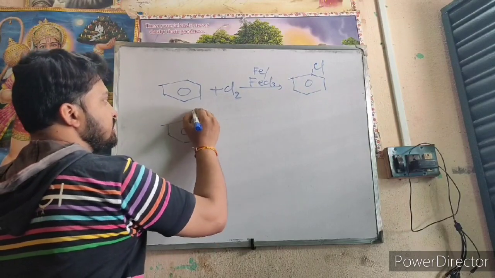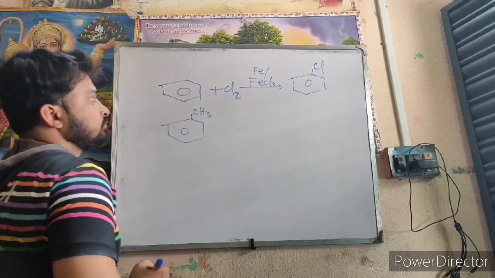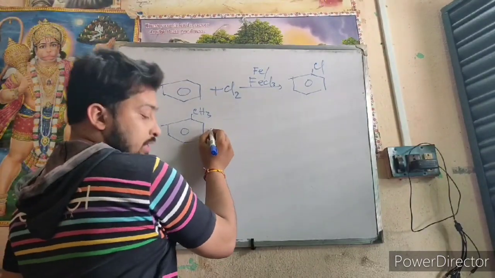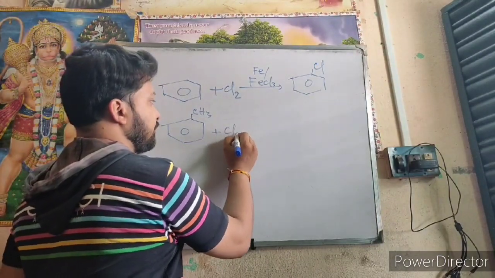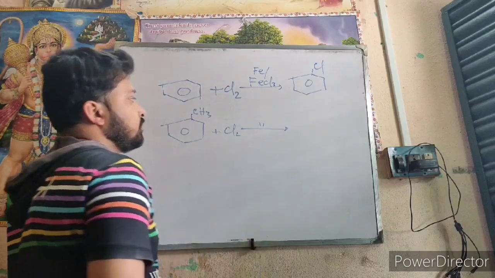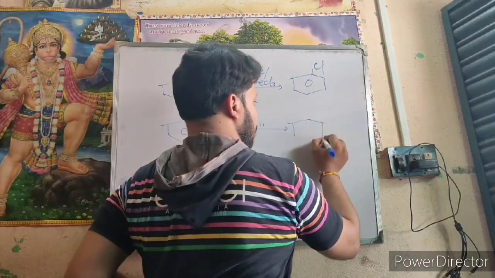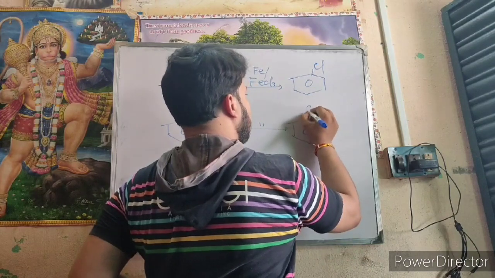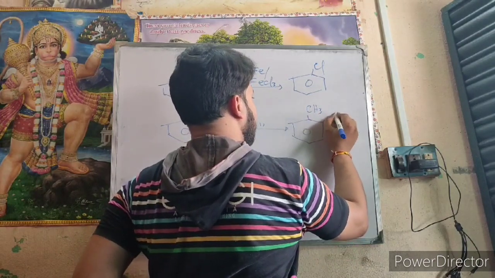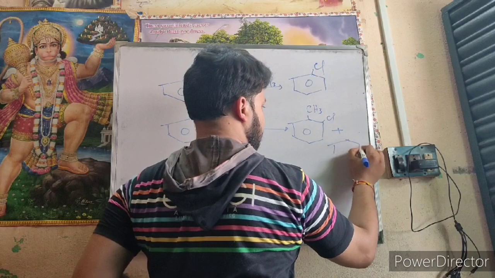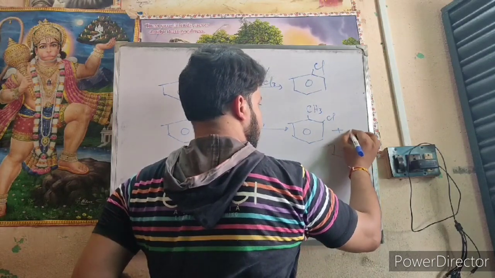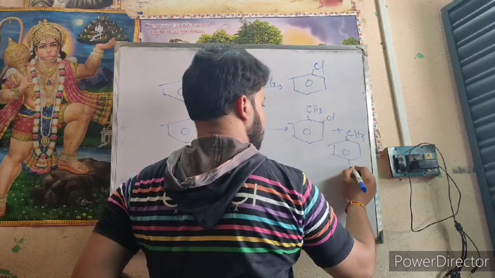This is CH3, meaning toluene. It reacts with chlorine in the same way. You get 2 compounds. One is major and the other is minor. This is CH3 with Cl, and plus CH3 with Cl.